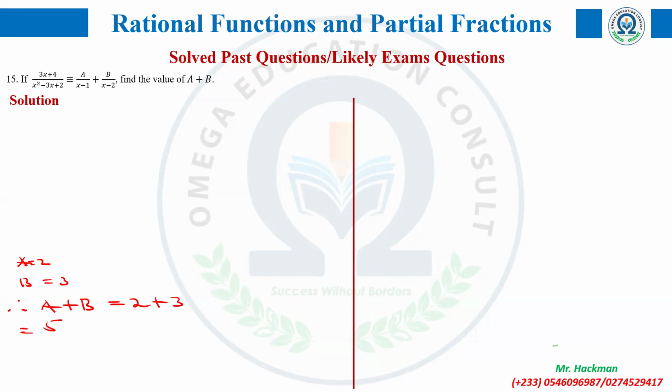So the values that you get, don't go and substitute. Just come and add them, because that's what the question is looking for. It's looking for the sum of the two values here, A and B. Is my point well made?